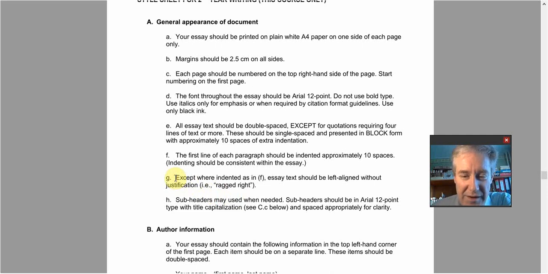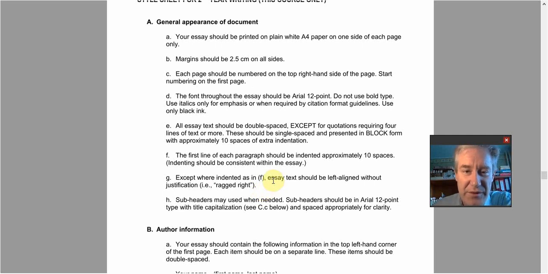Next one. Except where indented as in F, essay text should be left aligned. Okay? So left aligned means down the left side of the page, the text should go in a smooth line down the edge of the page. But on the right side of the page, the text should not be aligned to the edge of the page. It should kind of move in and out. It's what we call ragged right justification in English.